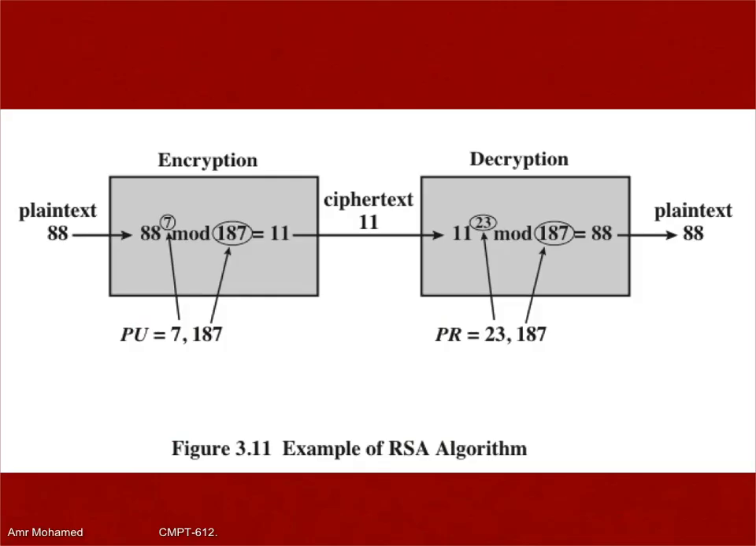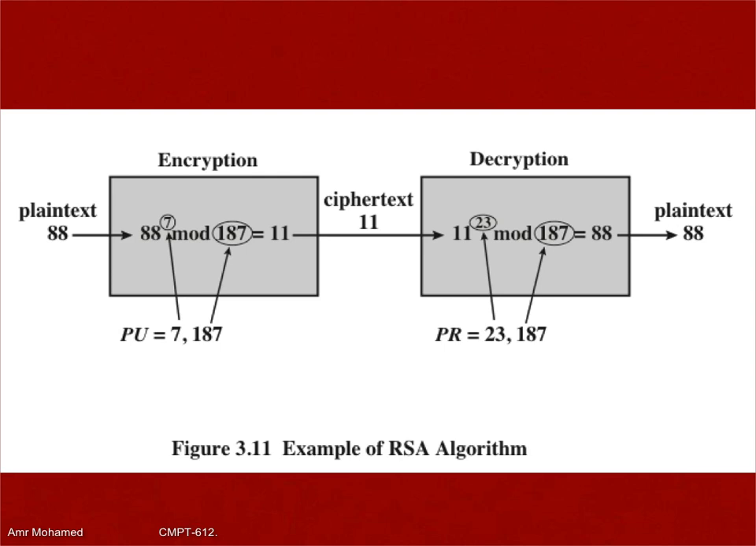Okay, last thing we talk about is this example. If I have the public key, which is 7, which is E, and D is 23, and N here is 187. If I tell you, what are the divisors of 187? P and Q only. What are P and Q?